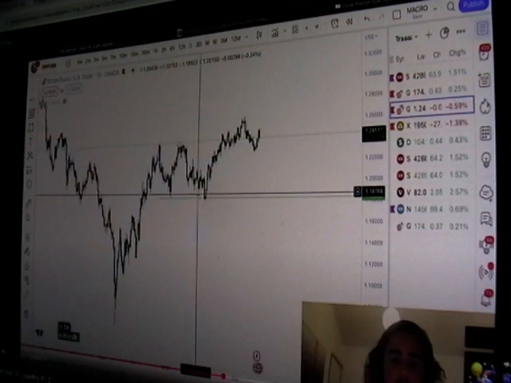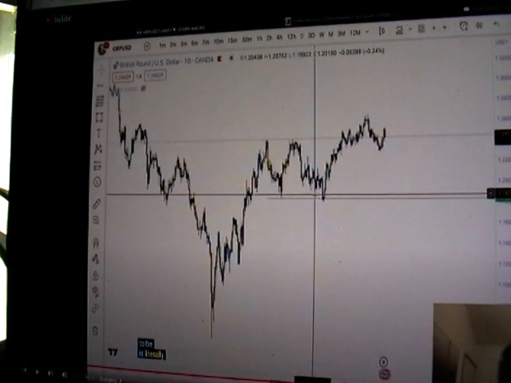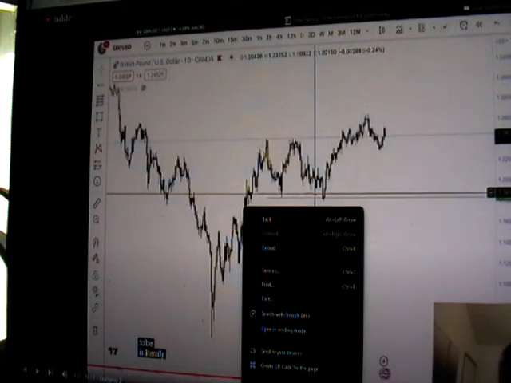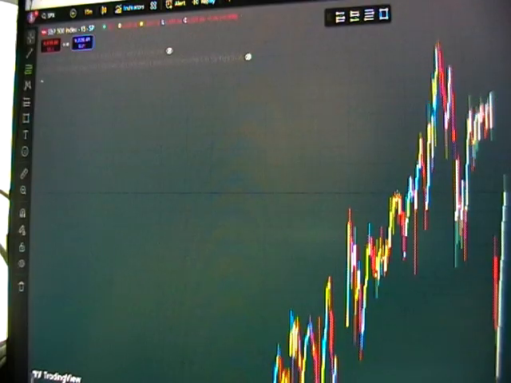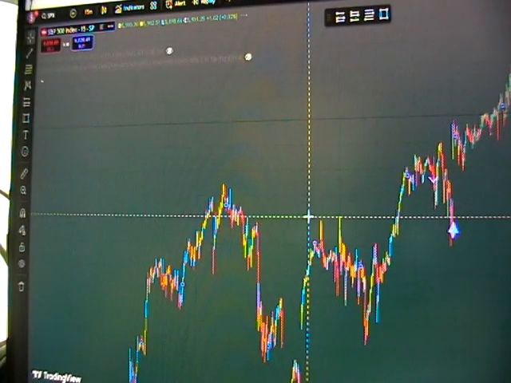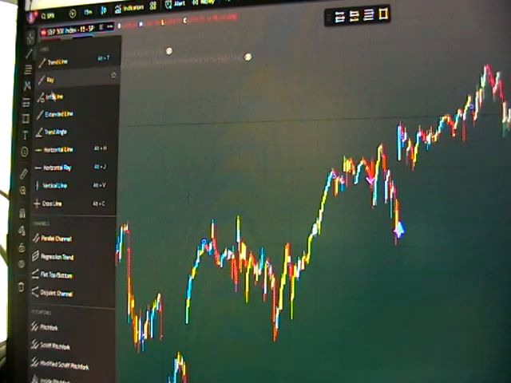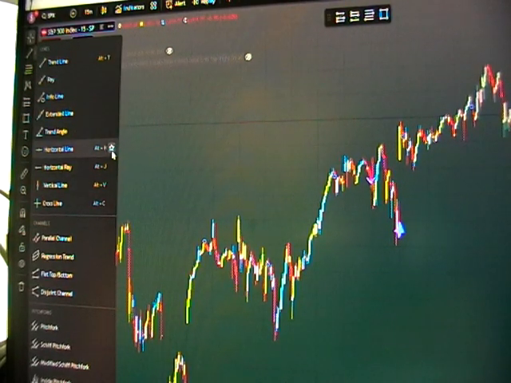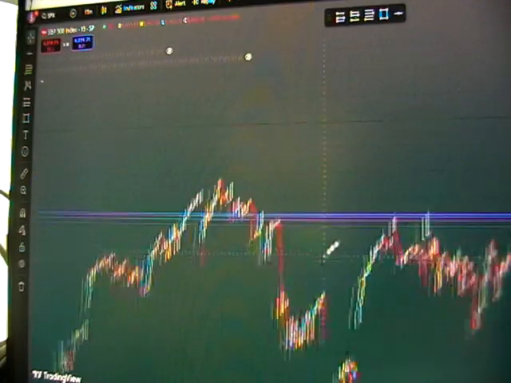Let's find an example. Let's go to like MNQ. Okay. Look at the 15-minute time frame. I mean, he is right. So yeah, I just thought boom, sell off.